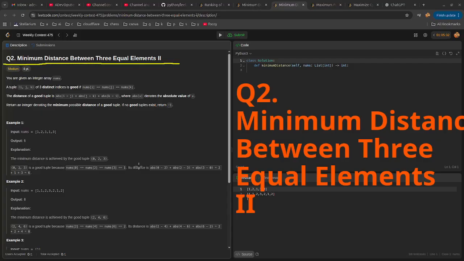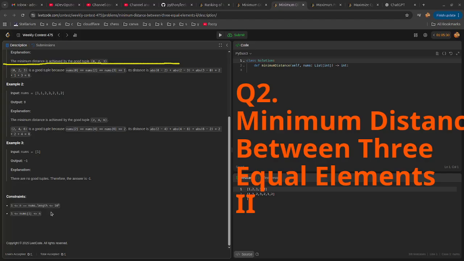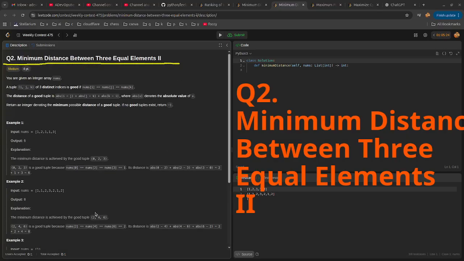The only difference is the range: for number 1 it is 100, and for number 2 it is 10 to the power 5. That's the only difference. So we're going to use the same approach.